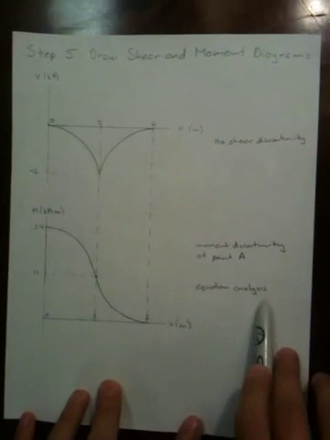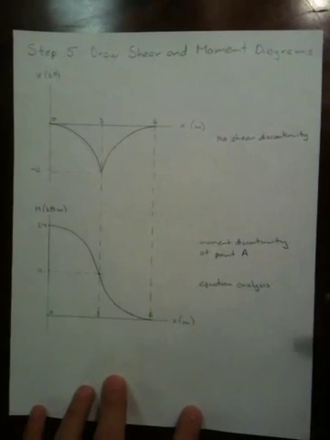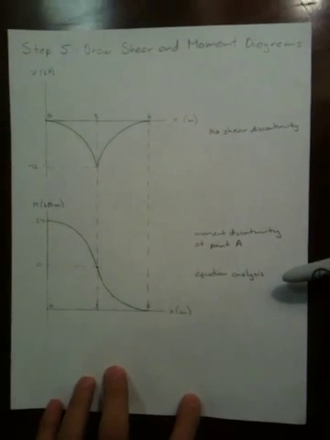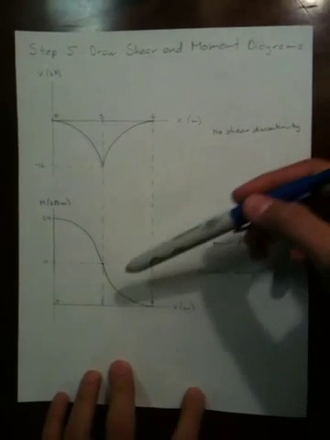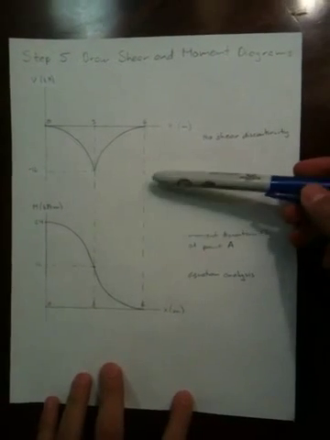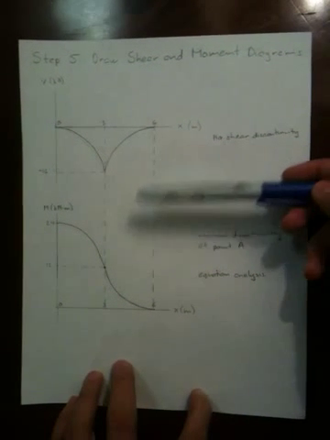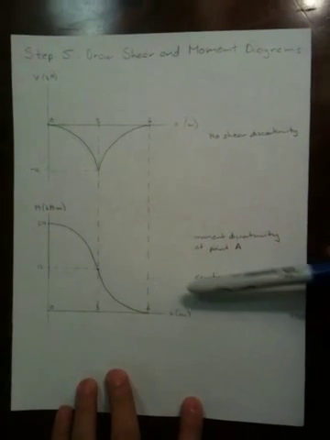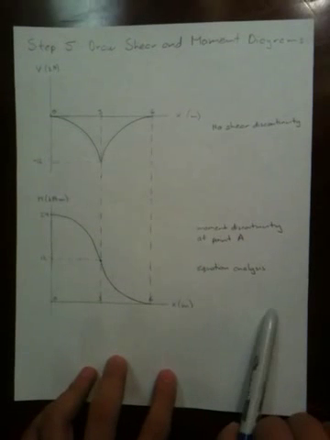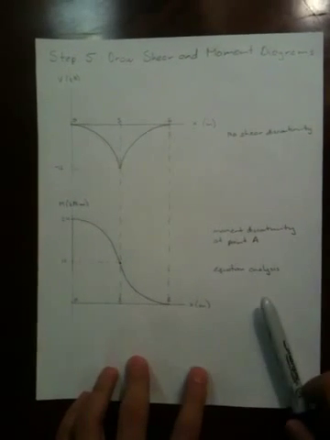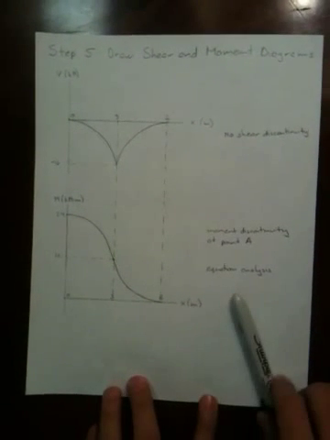And for the third point to check, we note that the moment equation is one order higher than the shear equation. The shear is quadratic, whereas the moment is cubic, and that also makes sense physically. So we've solved the problem and we've checked it, and that is all.